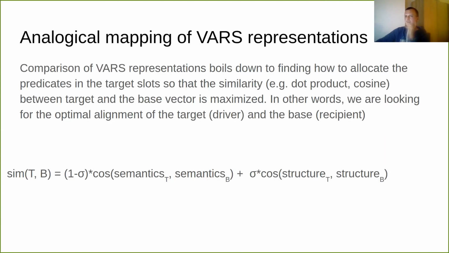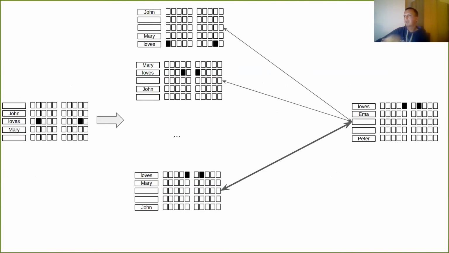So how does it work? How can you use this formula for comparing 2 situations? For example, let's assume you want to map John loves Mary to Peter loves Emma. Now, you cannot directly compare the 2 vectors because of this random allocation per slots. So in this case, for example, VARS is in the third slot and here VARS is in the first slot.